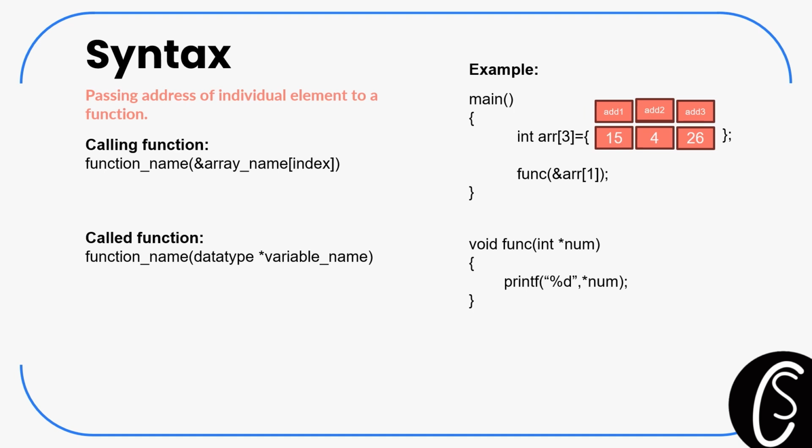Here, the syntax for passing the address of an individual element is shown. Here also two functions, same as the previous one, are defined. There is only one difference from the previous syntax. Calling function syntax is function name, ampersand, array name, index. The other is the called function and the syntax is function name, data type, star, variable name. Here the ampersand is used to access the address of the individual element of the array and the star operator is used to get the value stored at that address in memory.